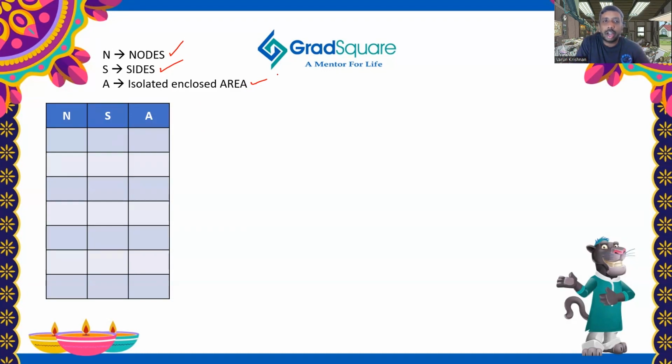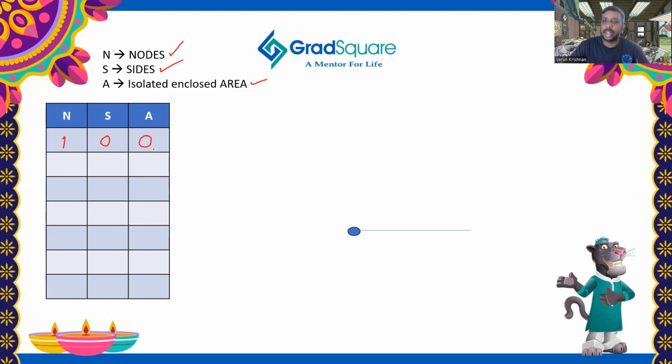To derive this, let's start with a very trivial case where I say I have only one node. When I have only one node, of course, there are going to be no sides, because for having a side, I need to connect two nodes. So I've got only one single node, no sides and, of course, no areas getting enclosed. So which means I can say N is 1, the number of sides is 0, and the number of areas which are getting enclosed is also 0.